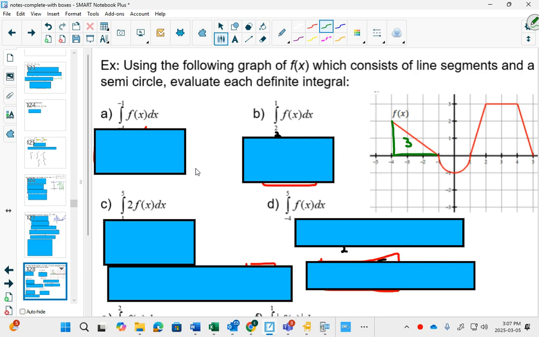Area of a semicircle is going to be half of this blue part here. Half of a circle. Pi r squared. The whole circle would be pi times 1 squared, which is just pi. Half the circle would be pi over 2. Do you see that that blue part is below the x-axis? So its area would be represented as negative pi over 2.